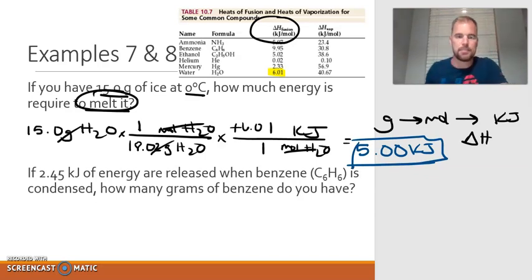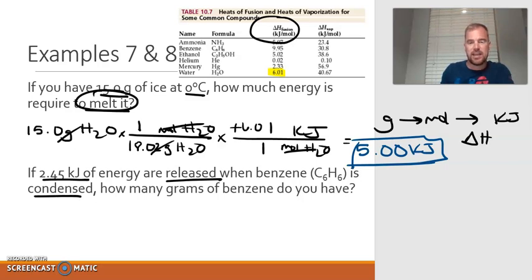Now let's take a look at example 8. In example 8, we're actually going the opposite direction. So it says if 2.45 kilojoules of energy are released when benzene is condensed, how many grams of benzene do you have? So this time we're starting with kilojoules, and we want to go to grams. Same thing, we still need to go through moles first. So same idea, just opposite direction.